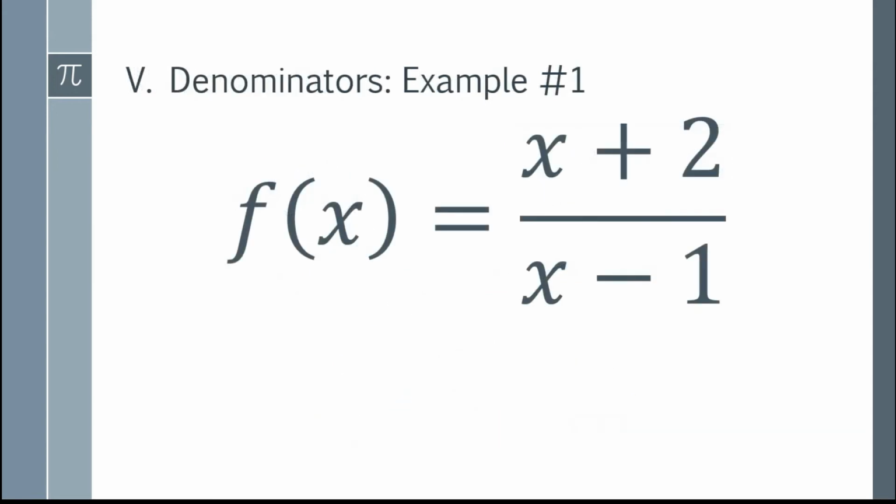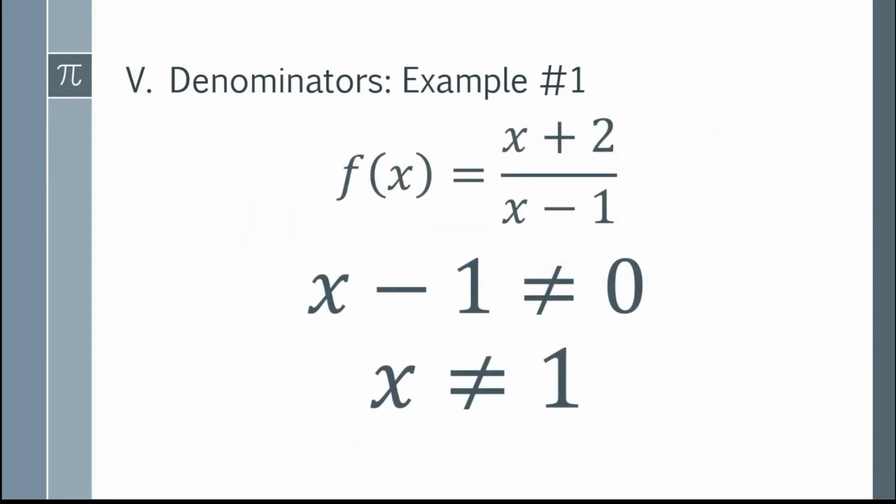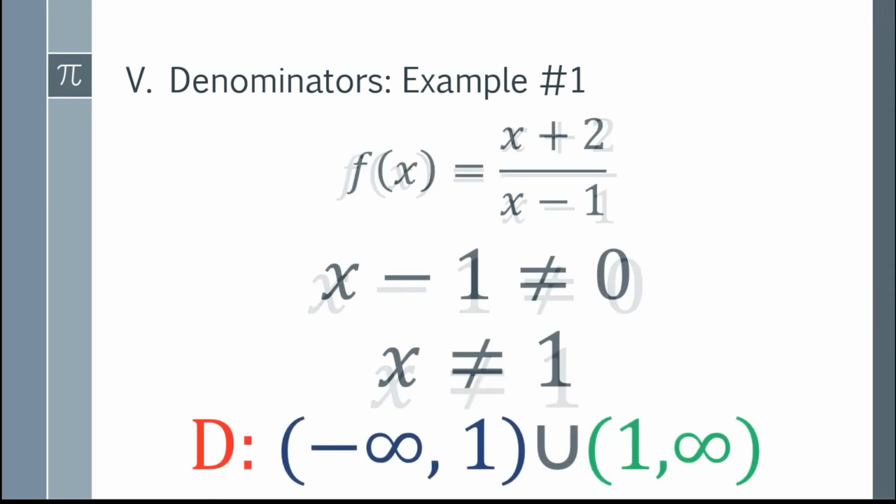Okay, let's go to the next one, denominators. Example number 1. A function of x is equal to x plus 2 over x minus 1. So, kailangan mo lang pansinin yung denominator. We have x minus 1 is not equal to 0 or x is not equal to 1. So, dapat hindi magiging 1 yung sagot ng x kasi 1 minus 1 is equal to 0, di ba? So, any number na dinivide mo sa 0 ay undefined. So, iniiwasan natin yan.